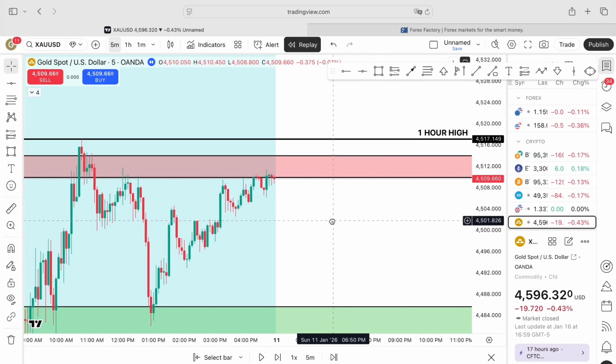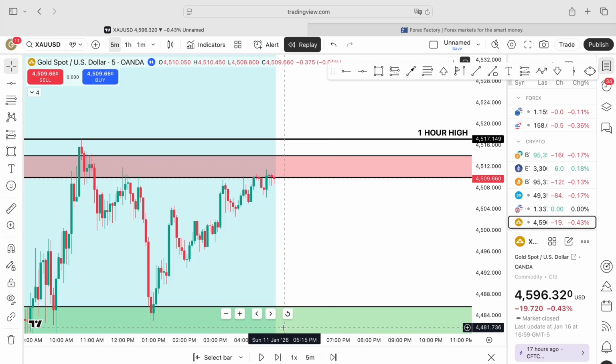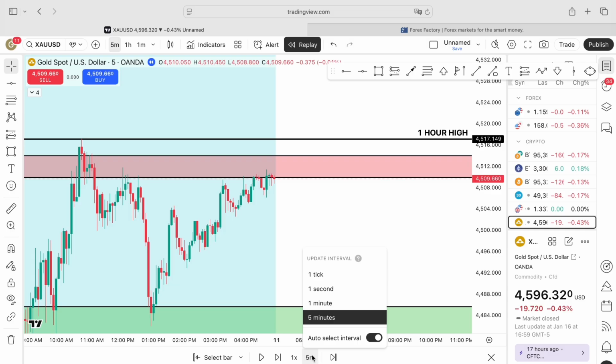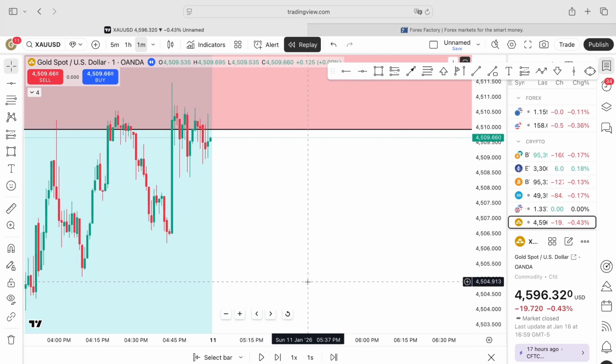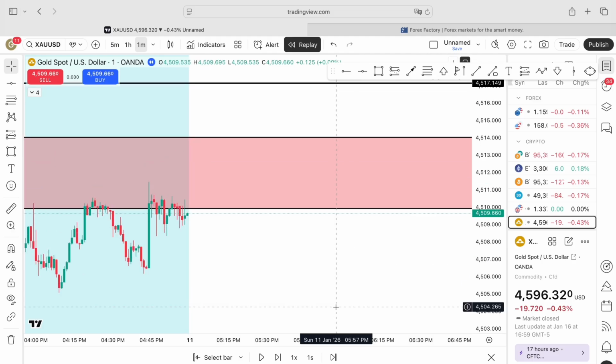Now what we're going to do is play this as if it was happening in real time. I need you guys to get in the habit of being patient and waiting for your trade setup. Now, me personally, I like to go to the 1 minute time frame to look for entries on gold because gold moves so volatile, and you still have structure on a 1 minute time frame. So we're going to go to 1 minute, and we are going to actually play this out.